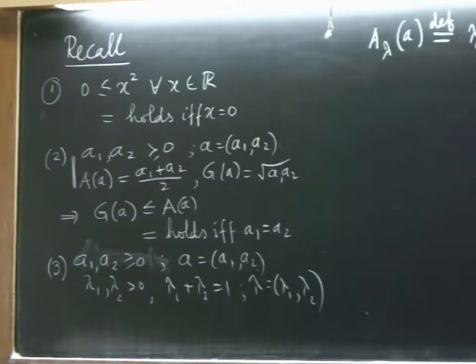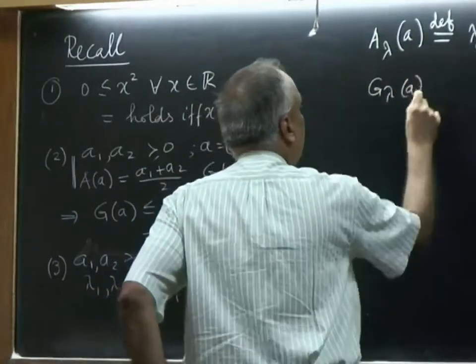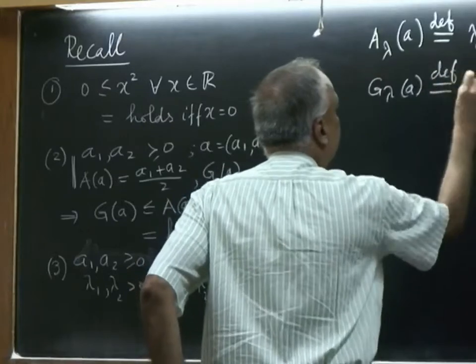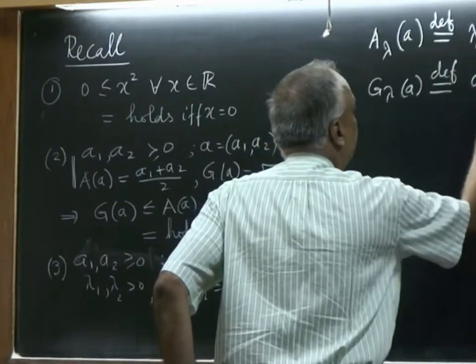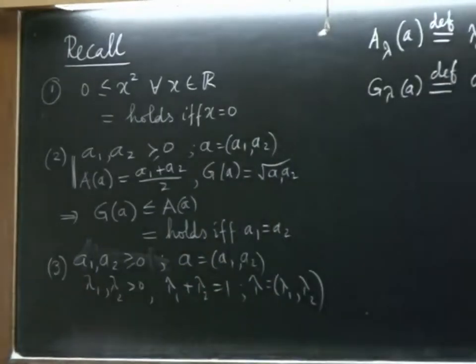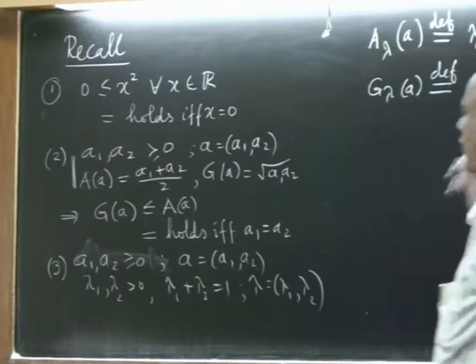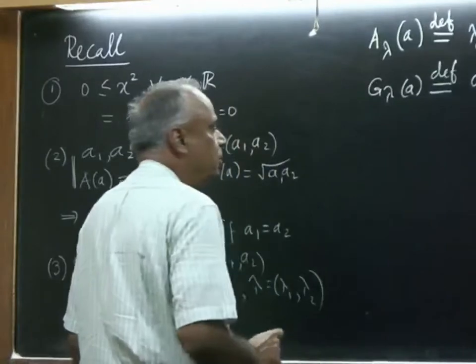And similarly, we define the weighted geometric mean to be A1 power lambda 1 times A2 power lambda 2. Again, when you take lambda 1 equal to lambda 2, you get the standard geometric mean, square root of A1 A2. So, this is a weighted geometric mean and weighted arithmetic mean.